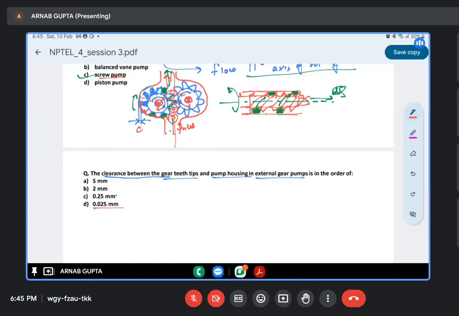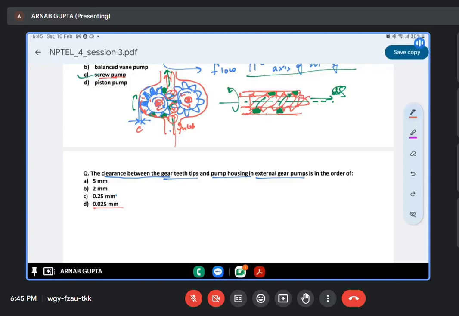The diameter of a human hair is approximately 100 microns, 100 to 200 microns. So you can understand 25 microns is one fourth of that dimension, one fourth of 100 microns. So yeah, it's very less.